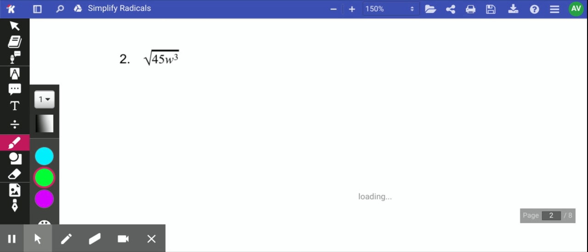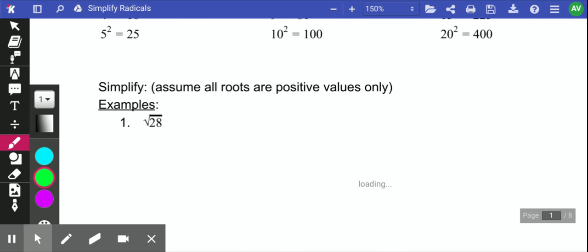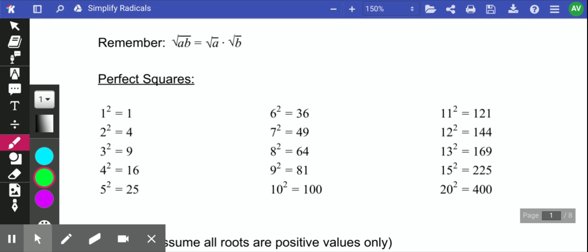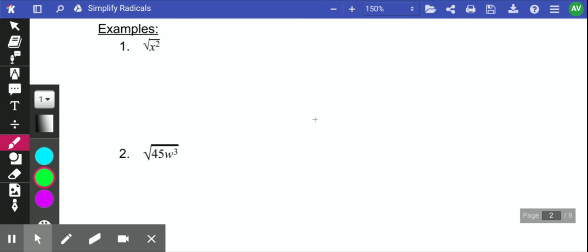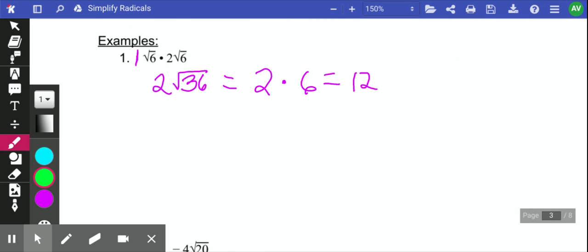So let's go back up. We can go all the way back up to the top and look at our list of perfect squares. So let's see, 72, I'll start here. 64, no. 49, no. 36. 36 times 2 is 72. All right, so let's go back on down. Here we go.